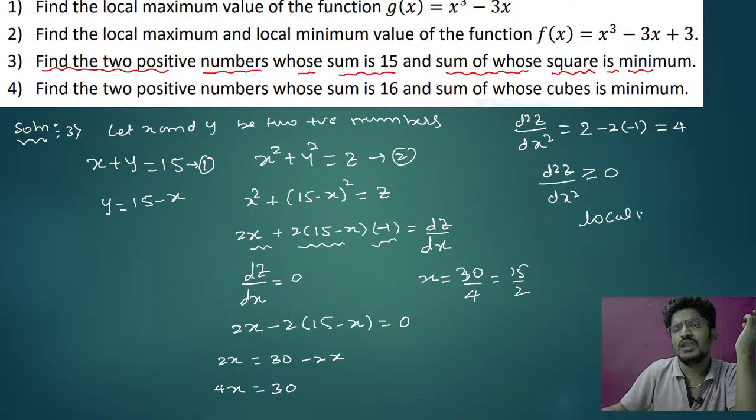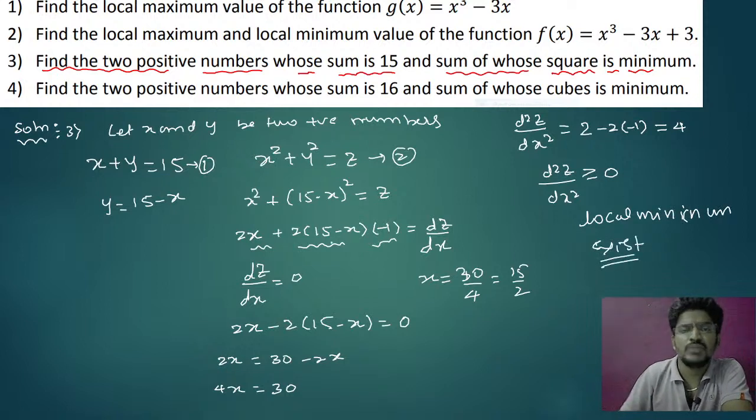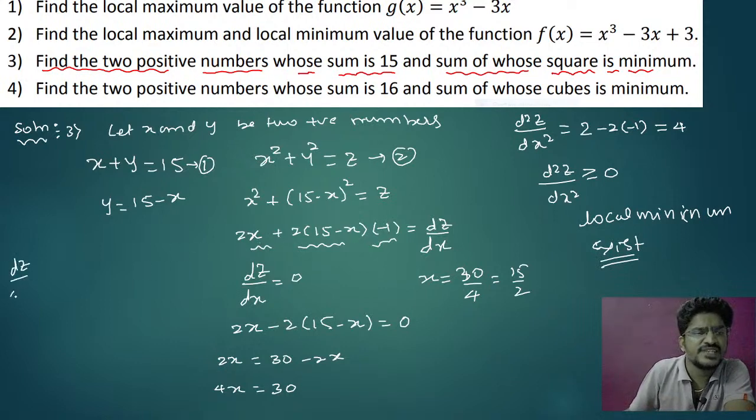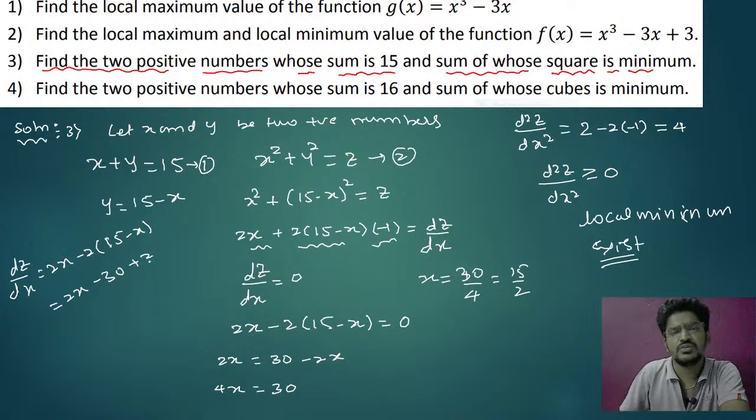Therefore, local minimum exists. Be careful while solving the double differentiation. If you get any doubts, you can see here again. Here dz by dx is 2x, minus into 2 is minus 2 times (15 minus x). So you can see that 2x minus 30, and minus into minus will be plus 2x.